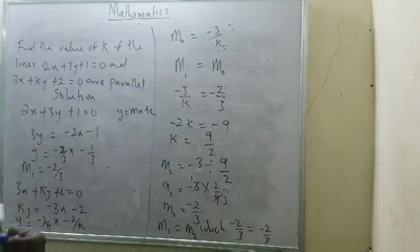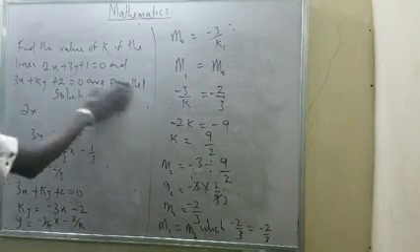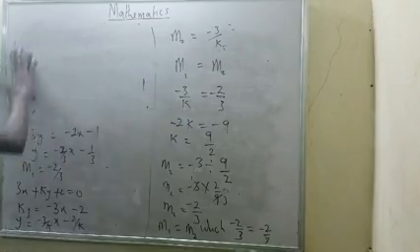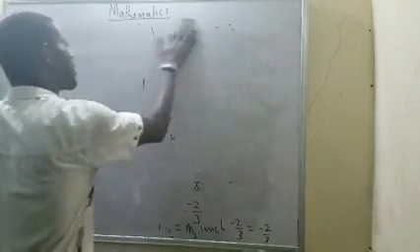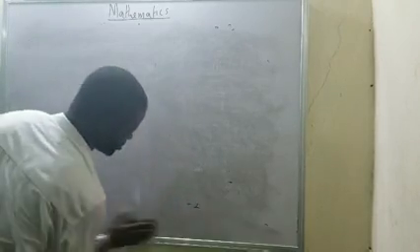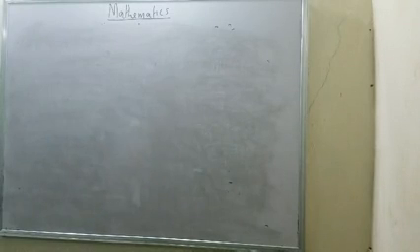They are parallel. If they are not equal, it means the lines are not parallel. Maybe it's perpendicular. Now, this will take us to the second one, which is called perpendicular lines. It must involve two lines because we are relating two gradients.